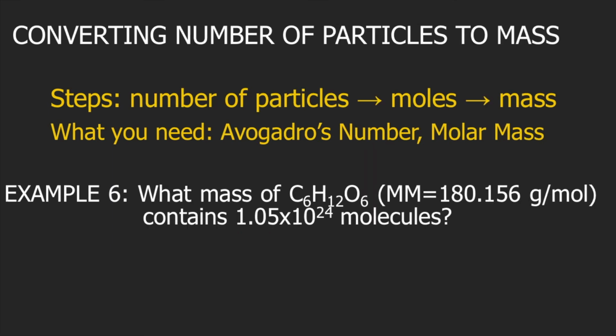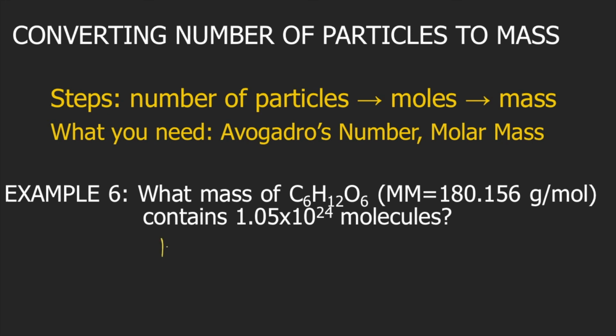Let's try it the other way around, this time converting number of particles to mass. Again, there is no direct conversion from number of particles to mass. So you need to do it stepwise. From number of particles, convert it to moles, and moles, convert it to mass. So what you need are Avogadro's number and molar mass. So let's try example 6. What mass of glucose, C6H12O6, contains 1.05 times 10 raised to 24 molecules?